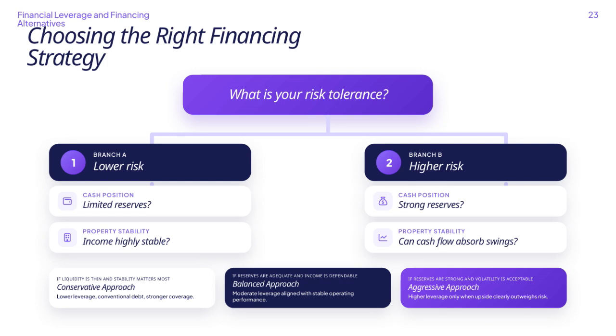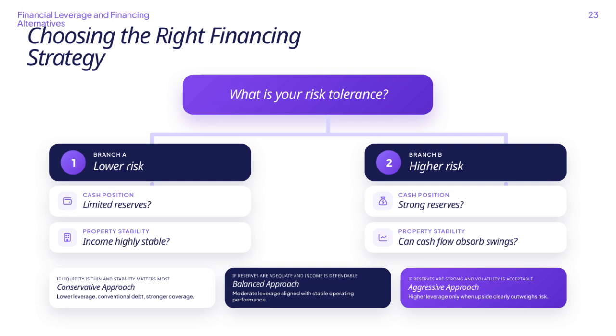When choosing the right financing strategy, a key factor to consider is your risk tolerance. On one hand, if you have a lower risk tolerance, you might lean towards a conservative approach. This means using lower leverage in conventional debt, aiming for stronger coverage to protect your cash position, especially if your reserves are limited or stability is a top priority. If your risk tolerance is moderate, a balanced approach makes sense. This involves moderate leverage that aligns with stable operating performance, suited for those with adequate reserves and dependable income. It allows for some flexibility while maintaining a reasonable level of safety.